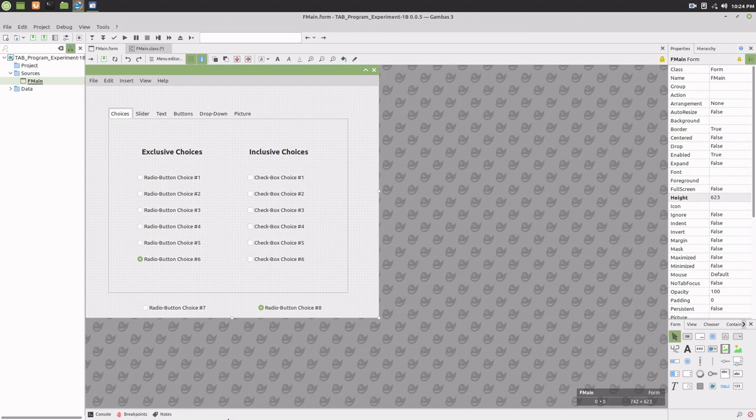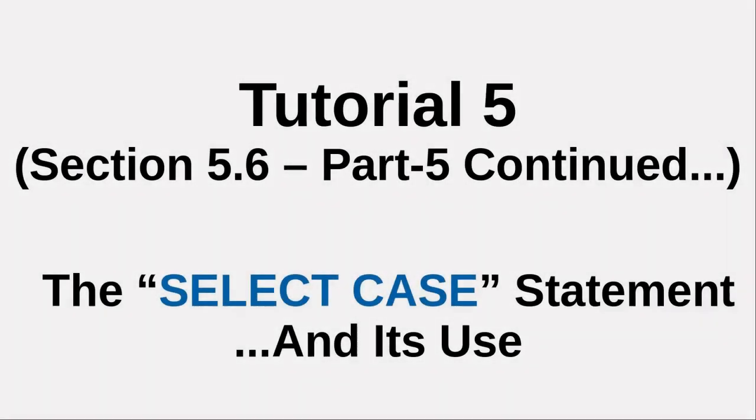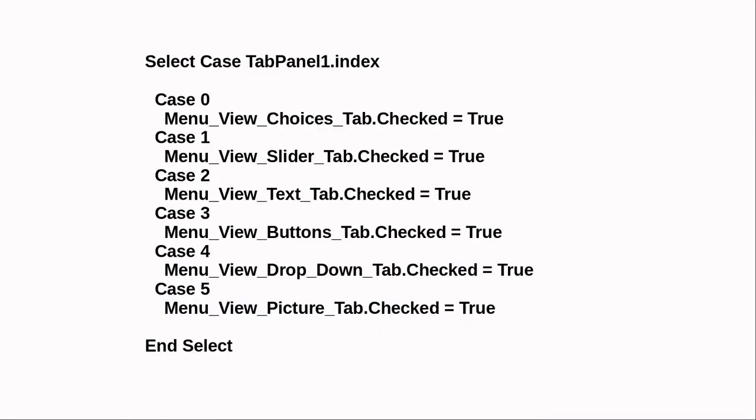First, we will create the code that sets the appropriate radio button on the View menu. To do this, we are going to utilize a new element of the Gambas basic language, the Select Case element. Here is the Select Case code, which will be in the Tab Panel Click event. You should note that a Tab Panel's click event is triggered when a user clicks any of the Tab Panel's individual tabs. So the same event code block is executed whenever any tab click occurs.